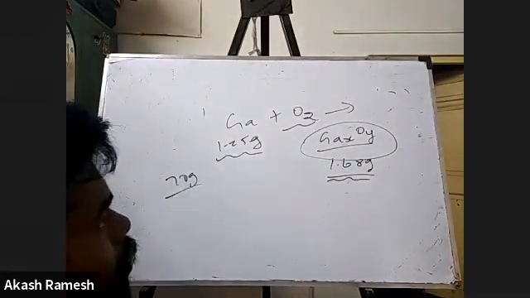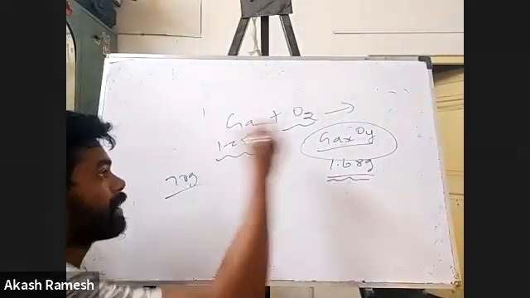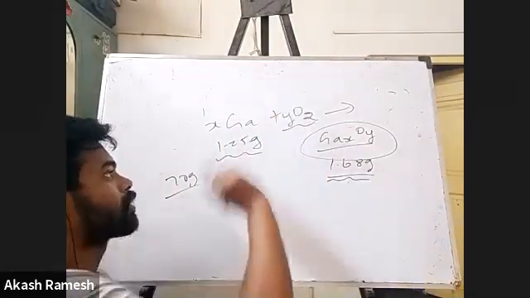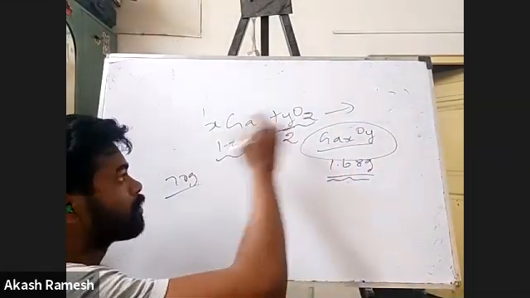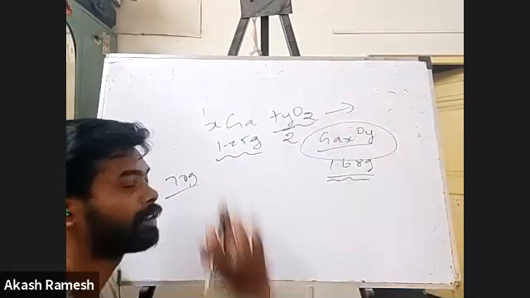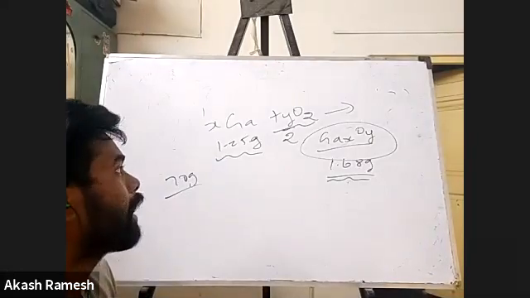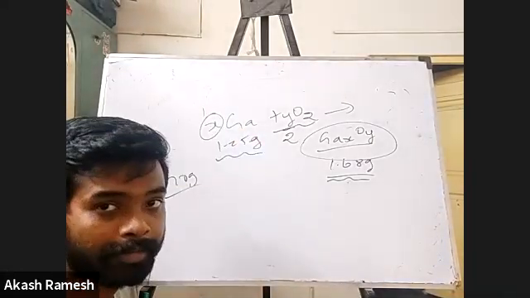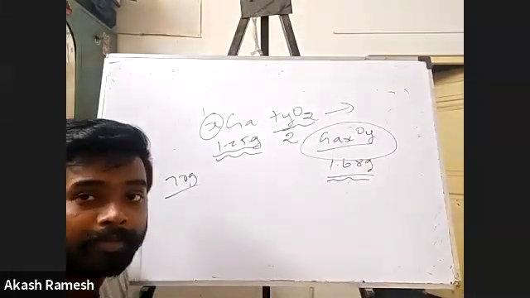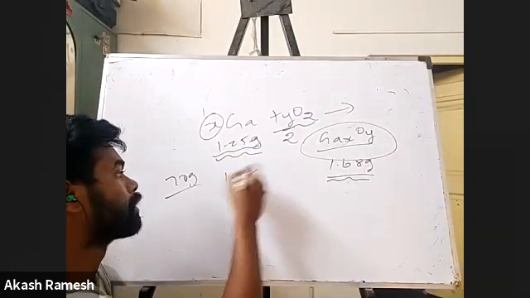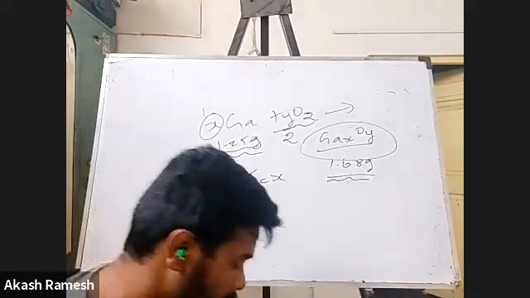So obviously we don't know exactly what the stoichiometric equation is. But what I can say is that X moles of this reacts with Y by 2 moles of O2 to give GaXOY. Now I'll be able to easily calculate X, because 1.25 divided by 70 is my X.